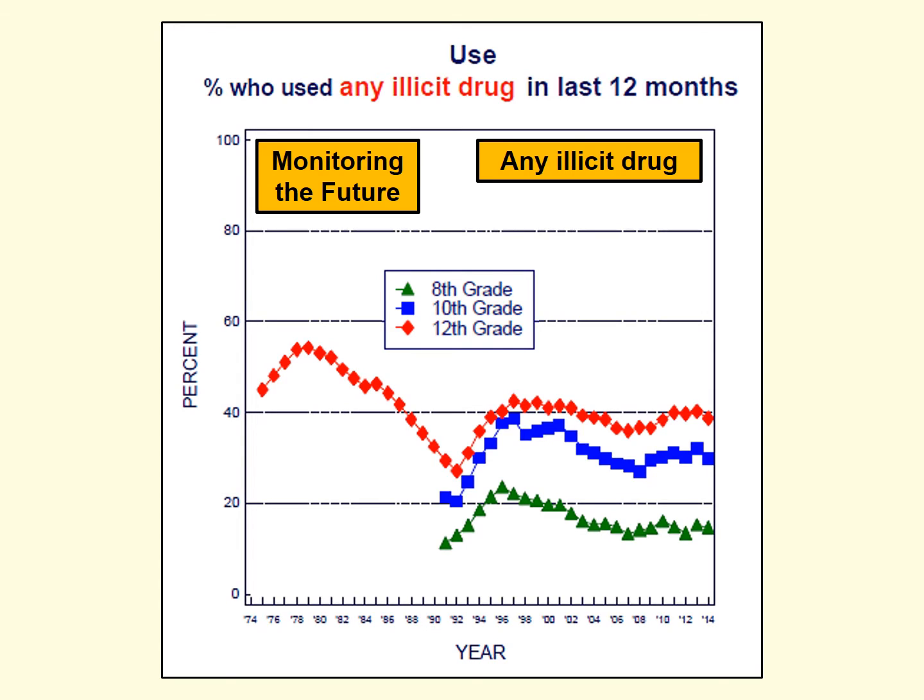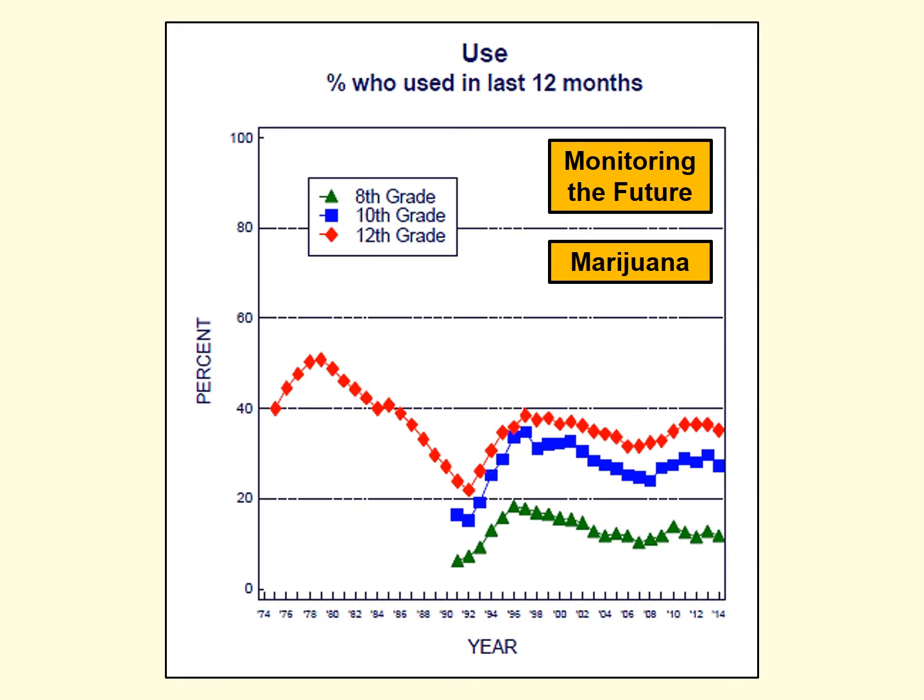But I want to show you something really interesting. Focus on this graph for just a second. Now look at this graph. This graph is the rate of just using marijuana within the last 12 months. So if you back up your video or just look at your notes, you can see that this is basically the same pattern, that rate rising, falling, then rising and falling for marijuana.